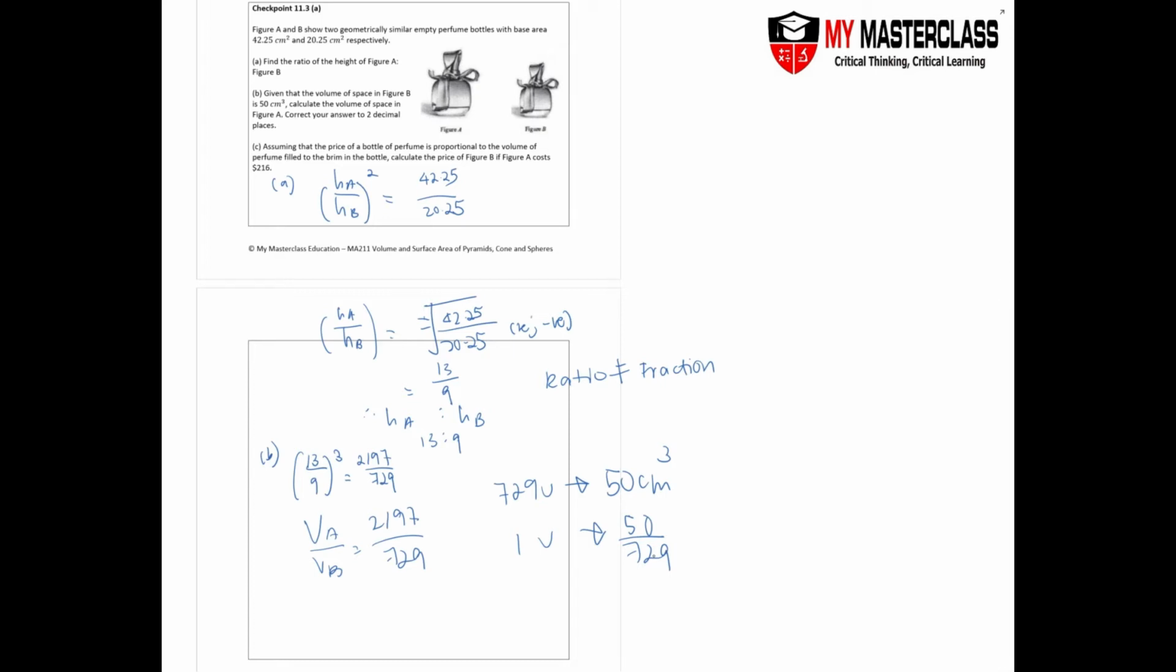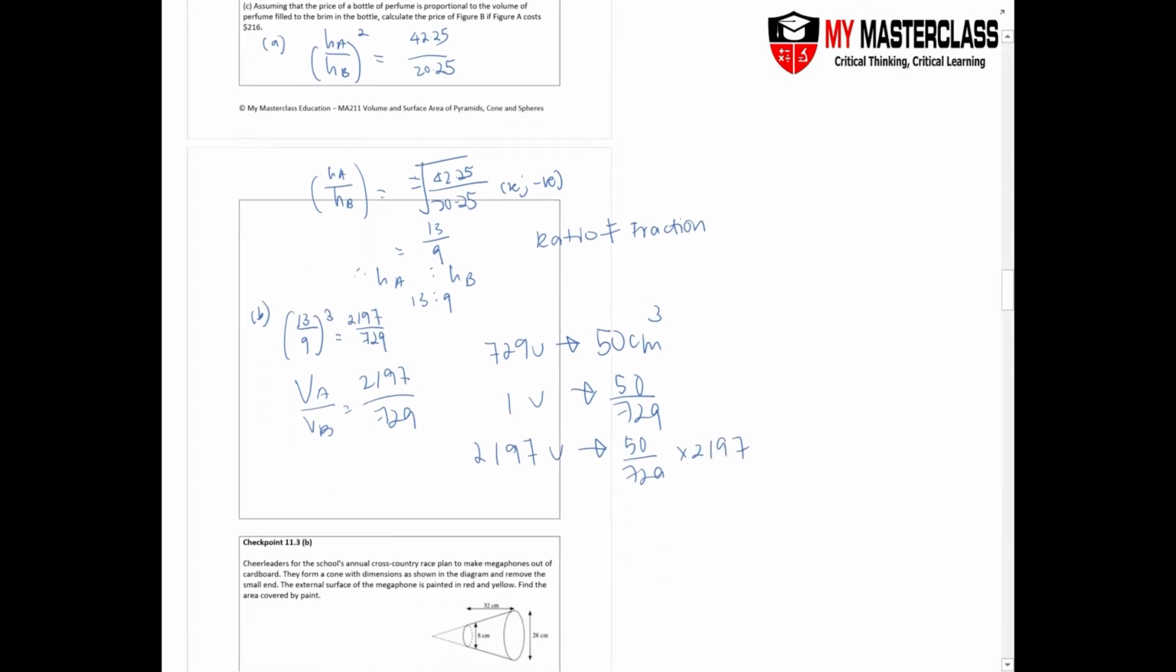So they ask you what is the volume of figure A. So 2197 units will be 50 divided by 729, multiplied by 2197. So what does this give you? This will eventually give you 150.6858, which will give you 150.69 to 2dp, in terms of cm cube.